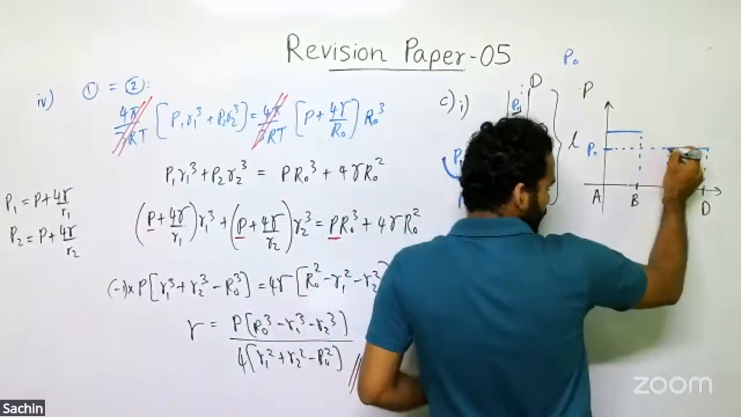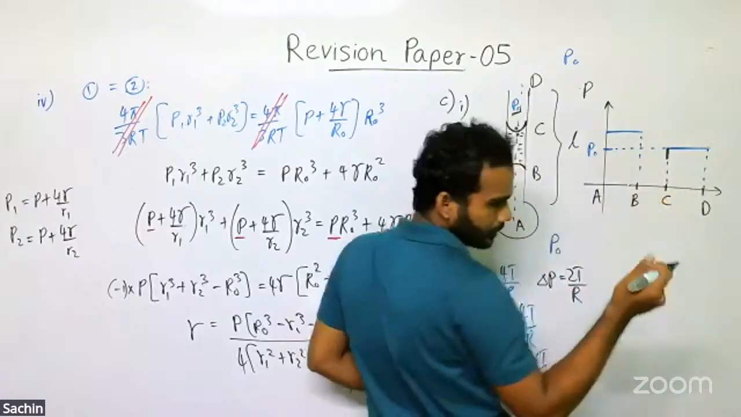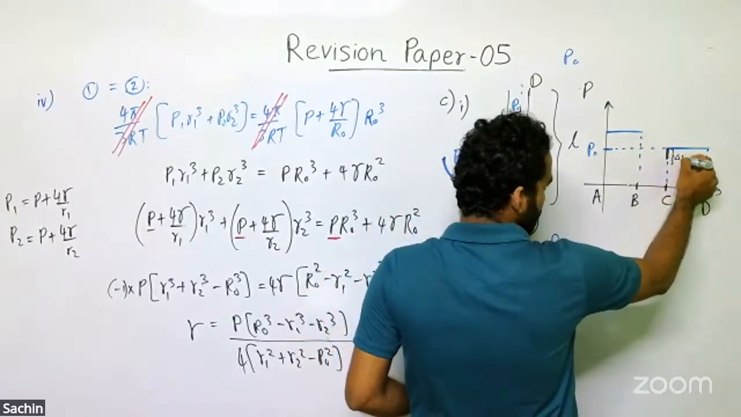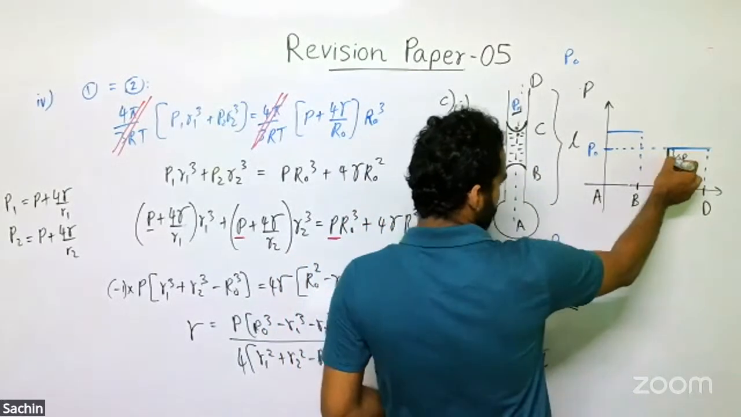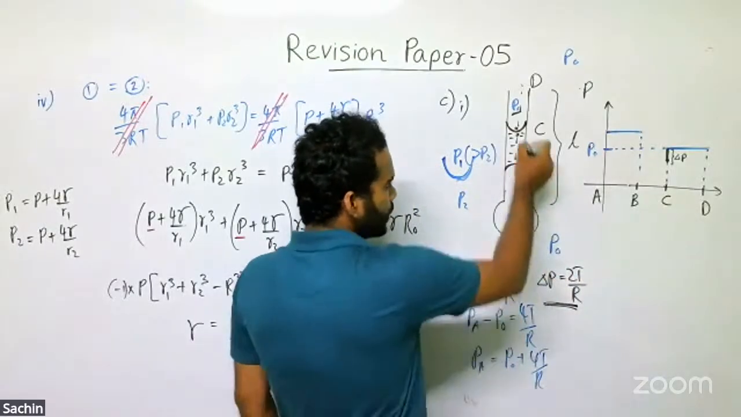That means here at the meniscus there is a sudden pressure drop, which is given by this equation. The pressure is dropped to some value. Then from C to D, what happens?